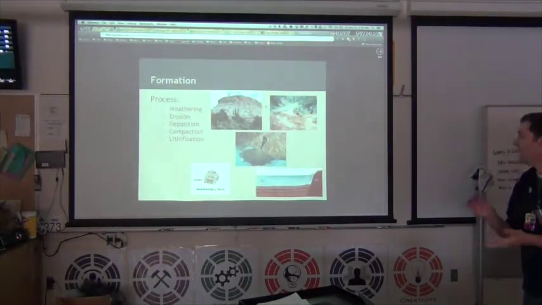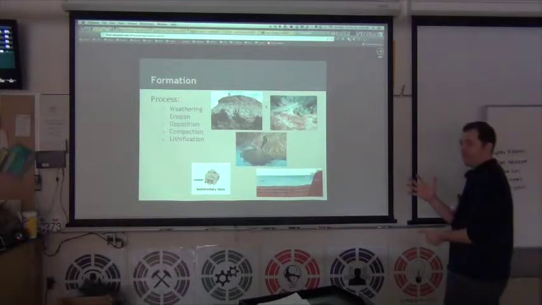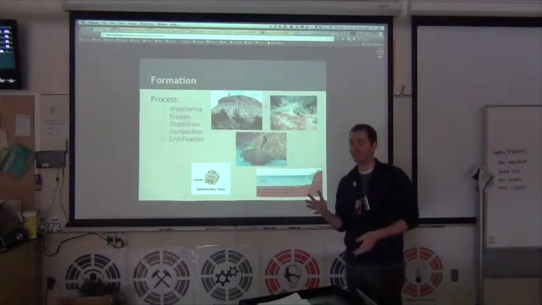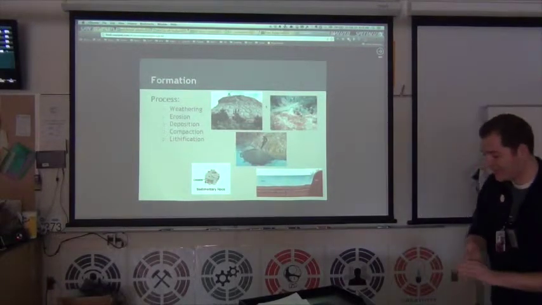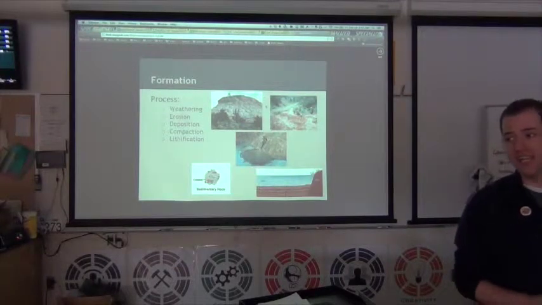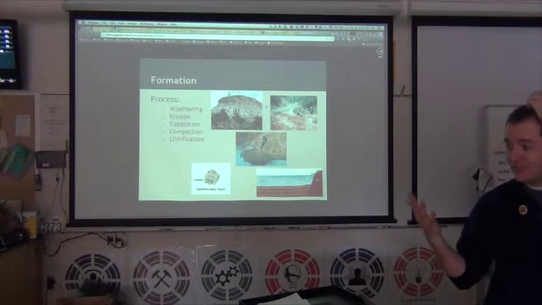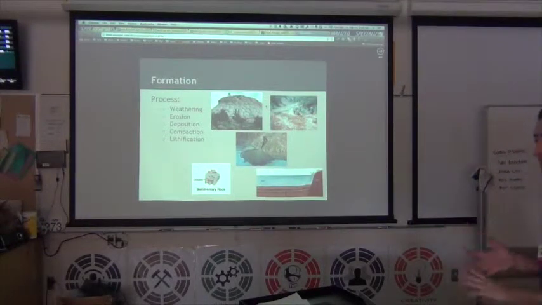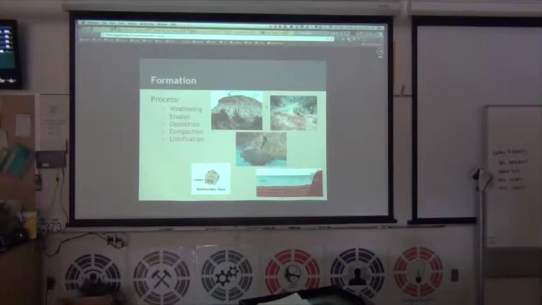Alright, so we're going to talk about how we form sedimentary rocks, just like we talked about how we form igneous rocks, and it's from magma and lava cooling. There are 5 steps to make a sedimentary rock: weathering, erosion, deposition, compaction, and lithification. You'll need to have a good understanding of those 5 steps. We're going to go through each of them.